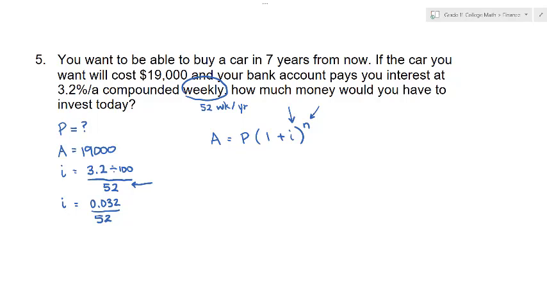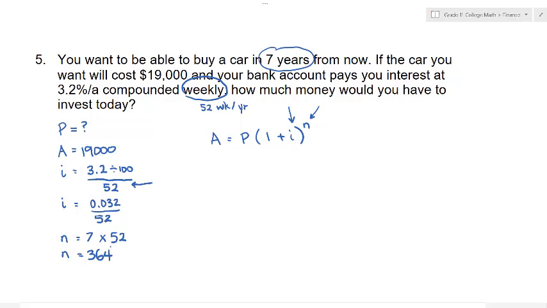It tells us in the question that we want to buy the car 7 years from now. So n is not going to be 7, because that's in years, and we need n to be in weeks for this question. So n would be 7 years times 52, because that's how many weeks there are in a year. In 1 year there's 52 weeks. In 2 years there would be 2 times 52 weeks. In 3 years there would be 3 times 52 weeks. And in 7 years there would be 7 times 52. So I can multiply these two numbers, 7 times 52, and I get 364.